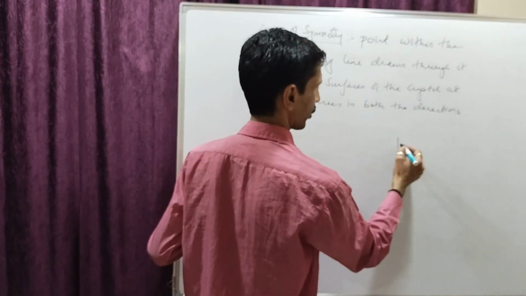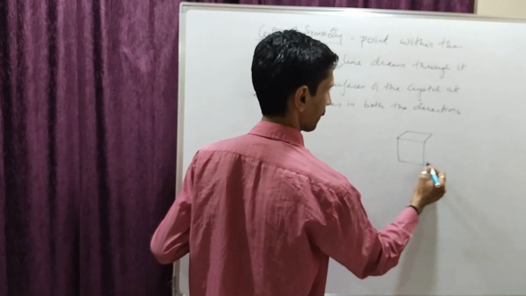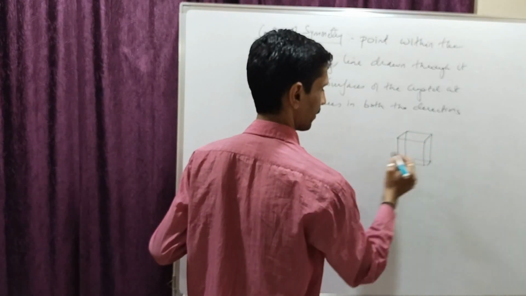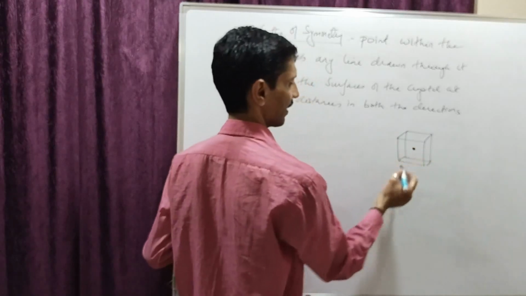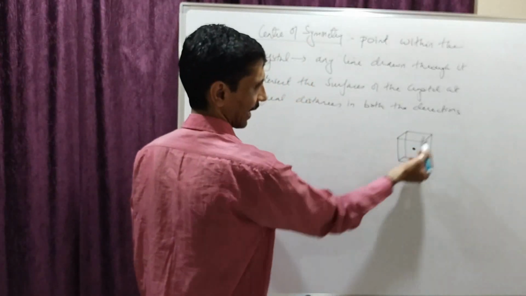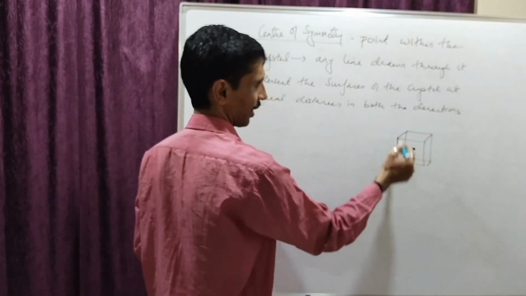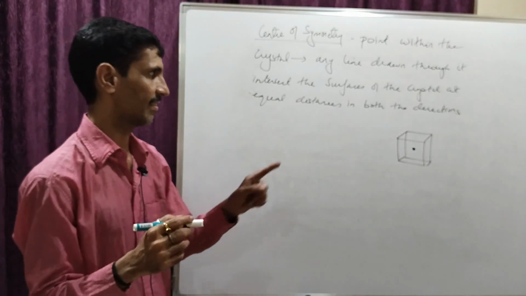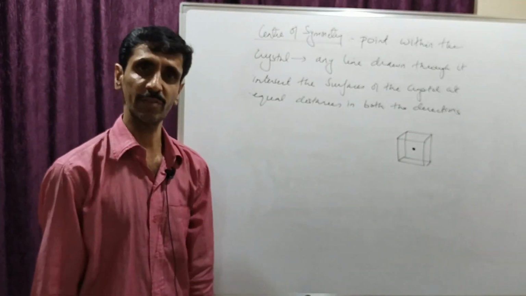So if I show a cube like this, this is a cube, and I show a point over here. So this is the center of symmetry. So any line which I draw through that, this way, this way, this way, is going to intersect the surface of the crystal at equal distances in both the directions. Right? That is what center of symmetry is.